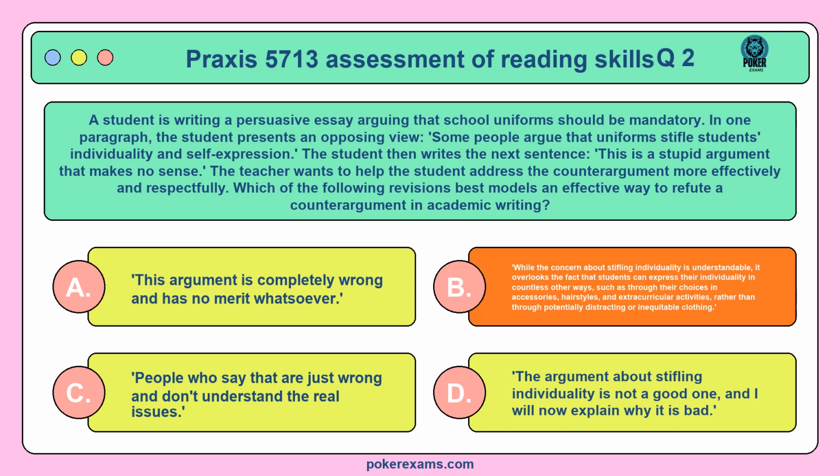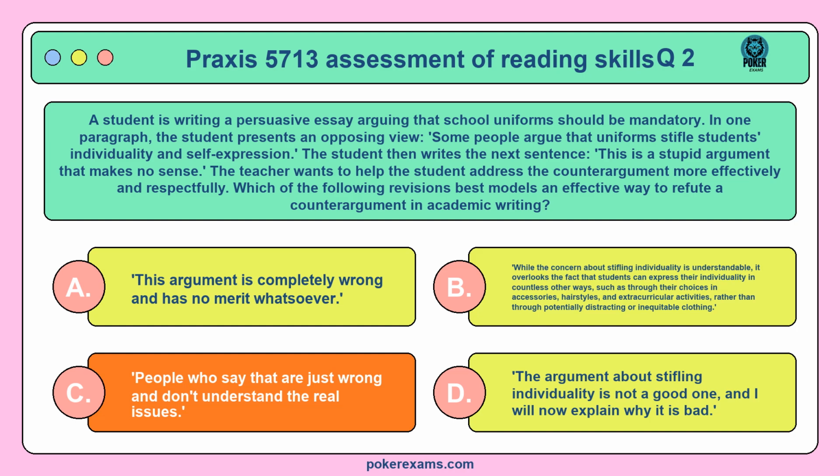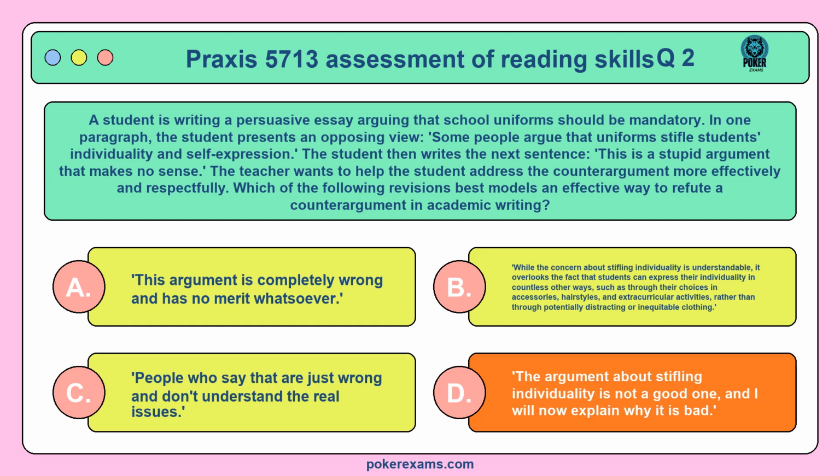B. While the concern about stifling individuality is understandable, it overlooks the fact that students can express their individuality in countless other ways, such as through their choices in accessories, hairstyles, and extracurricular activities, rather than through potentially distracting or inequitable clothing. C. People who say that are just wrong and don't understand the real issues. Or D. The argument about stifling individuality is not a good one, and I will now explain why it is bad.